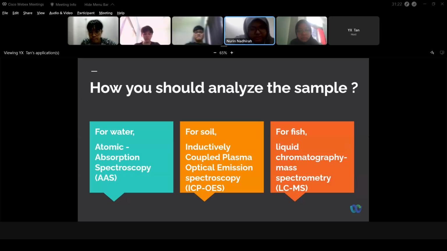How should you analyze the samples? For water, we use atomic absorption spectroscopy. For soil, inductively coupled plasma optical emission spectroscopy. And for fish, we are using liquid chromatography mass spectrometry (LC-MS).